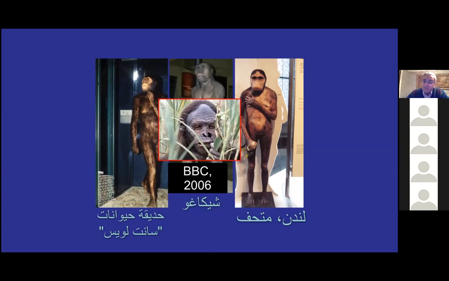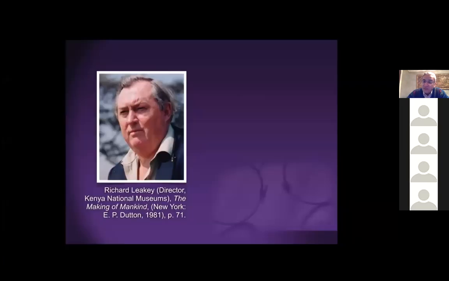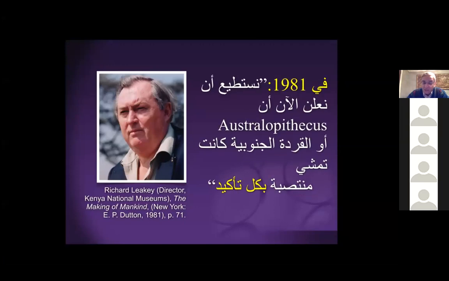Look how the ethmoid bone is depressed. The eyes are like apes, and the head is a smaller head, and they gave us the impression that this is a real thing. Then Richard Leakey, the director of the Kenya National Museum, said in 1981, we can say with absolute certainty that the Australopithecus afarensis were walking straight like us, right?